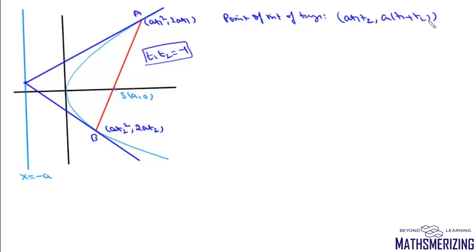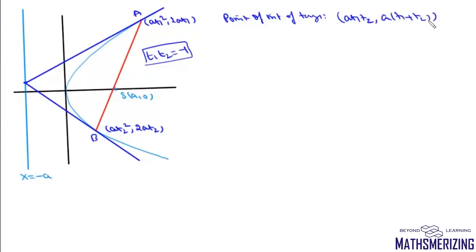Now we already know that tangents drawn at the endpoints of a focal chord intersect at the directrix. So that means for this point of intersection, its x coordinate will be minus a. We'll put minus a here, and we'll get the value of y as minus a. So these two tangents will intersect at (minus a, minus a).